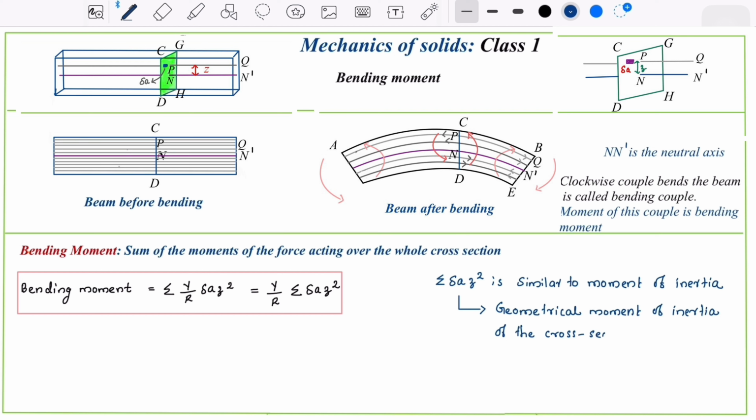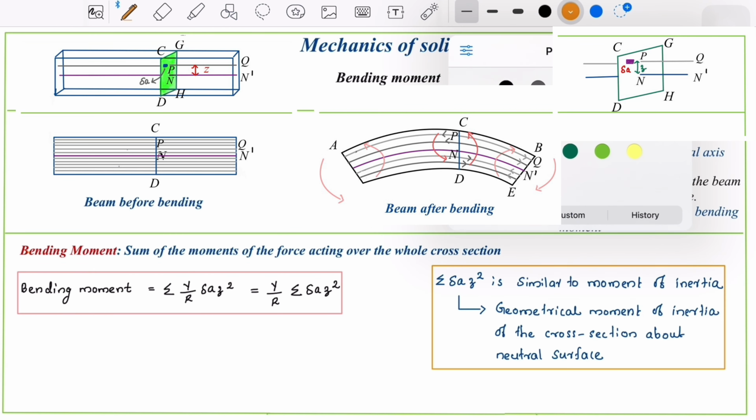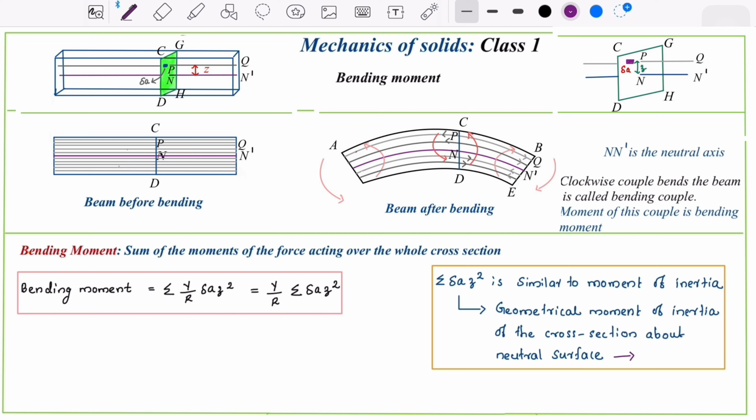It is a geometrical moment of inertia of the cross section about the neutral surface. So how do you find the bending moment? Find the moment of the force acting on a small area. Take the sum of the moment of the force acting over the entire cross section. So you have the equation Y by R sum over delta A z square. This is the expression for bending moment.